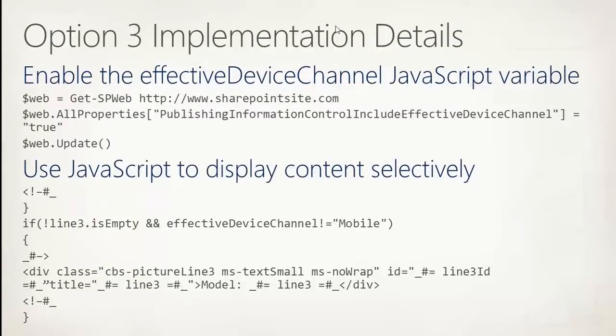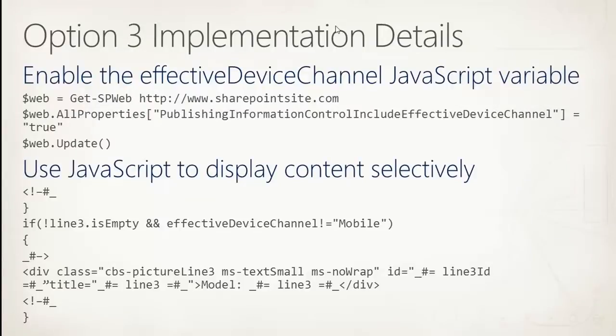If you run this PowerShell code here and set this property with the really long name, publishing information, control, include effective device channel, say that 3 times fast, you set that to true inside of your SharePoint site's property bag with that PowerShell. What it then does is it gives you that property you see in the if line in my JavaScript code. This code was in the display template that rendered those goggles out on my SharePoint page.